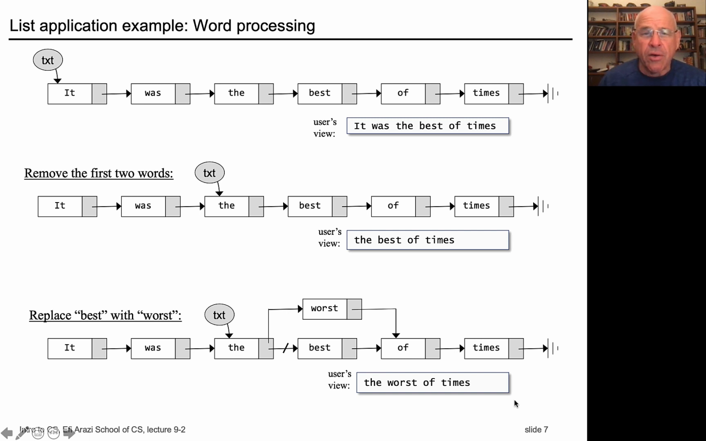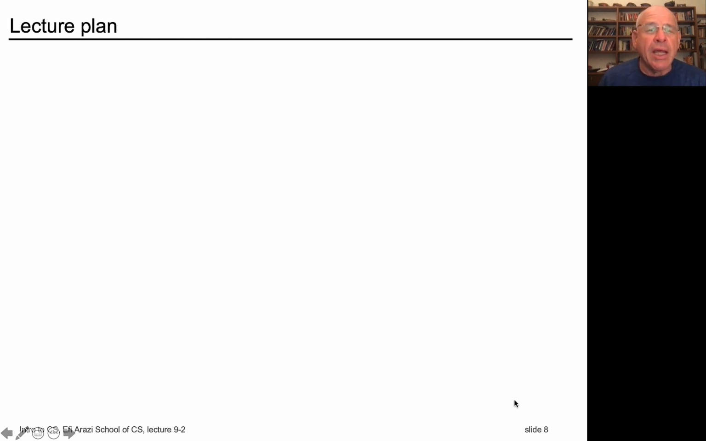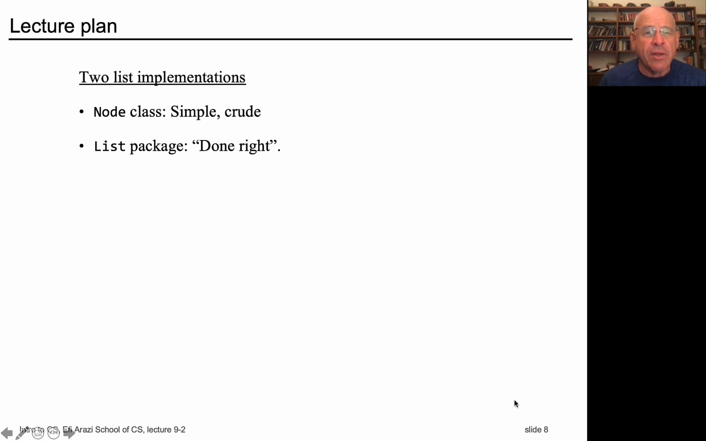All right, so enough motivation. I'm sure that you're now convinced that lists are an important data structure. And let's see what comes ahead. So I'm going to discuss two different ways to implement lists. The first way will be simple, primitive, and crude.